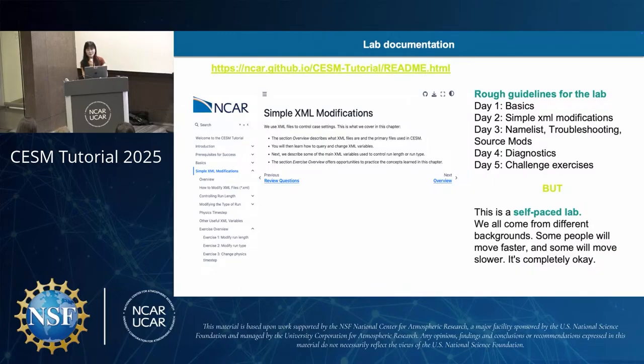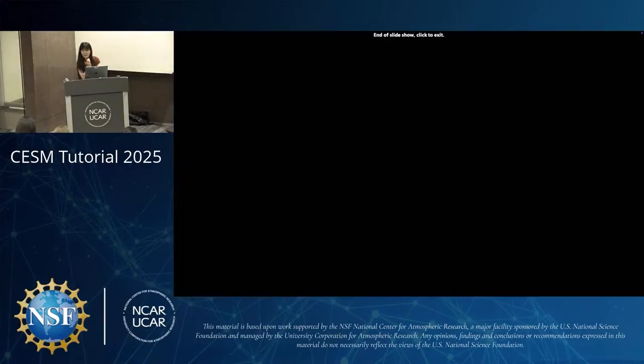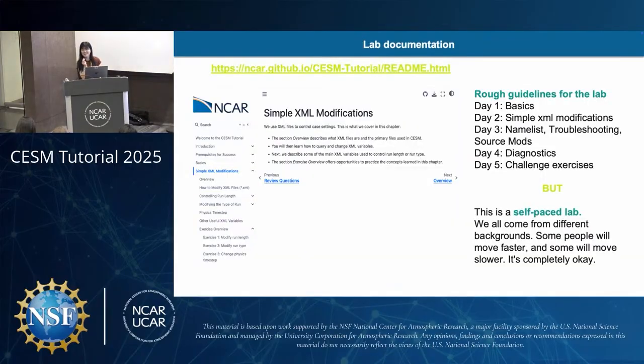Although this is a rough guideline of the lab throughout the week, I want to emphasize that this is a self-paced lab, and we all come from different backgrounds and levels of familiarity with the model. So it's completely okay if you move faster or slower. And for today's lab, you can see this is the simple XML modification. We can go through this material all the way to the exercise. There will be 3 exercises, and the expectation is that we go through these 3 exercises to get familiar with how to change the XML files. Okay, that's the end of the slides.